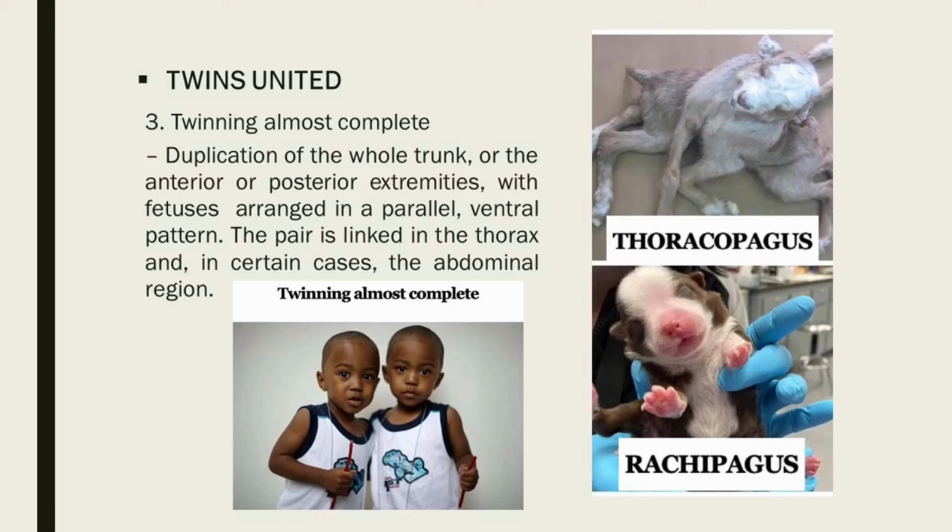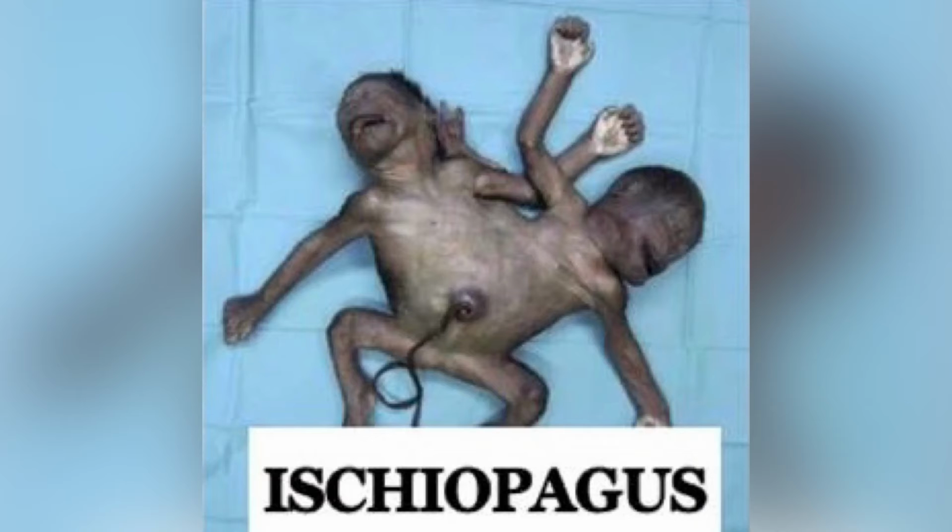One face may be rudimentary. These twins are terminated or die in utero. They are non-viable. Lastly, dipygus: doubling of posterior extremities and posterior part of the body.